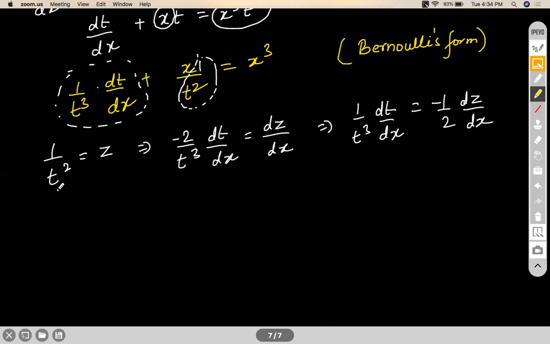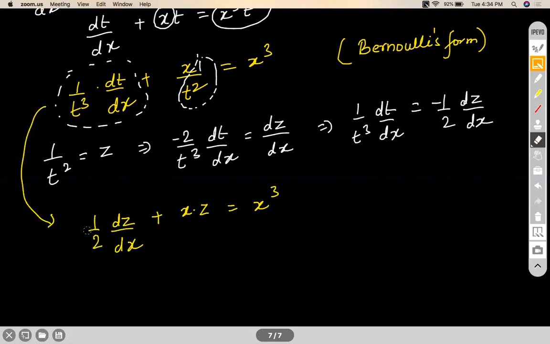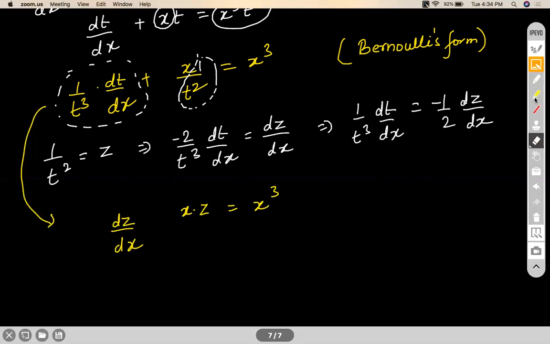So once you make that replacement, this equation will become minus half dz by dx plus xz equals x cube. Multiply with a minus 2 throughout. So if you multiply with a minus 2, this will become minus 2x, and this will become a minus 2. Is that fine? Any questions here? All right. So this is a case of a linear differential equation, and we know how to proceed with this.